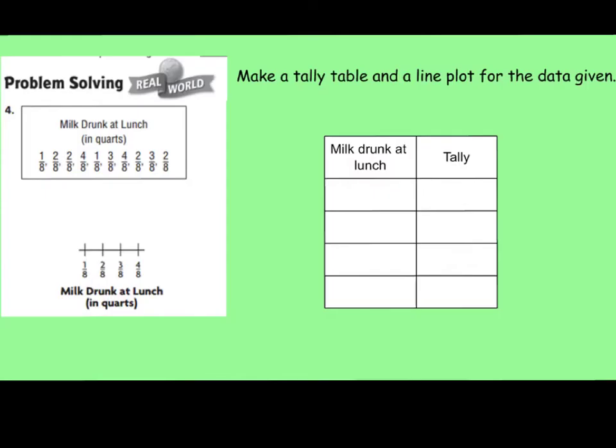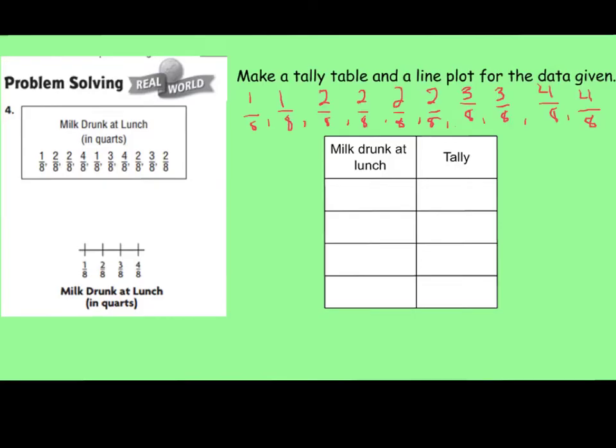Our problem-solving question is number 4, and remember we're on page 229 in your Go Math book, and it says that you need to make a tally table and a line plot for the data given. So they gave us our information here, the milk drunk at lunch in quarts, and remember each fraction is representing how much each student drank in quarts of milk. So our first step is that we need to put our information in order, our fractions in order from least to greatest. So why don't you pause the video and work on that, and then press play when you're done.